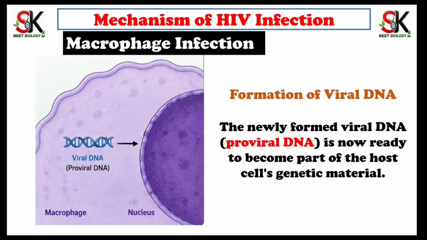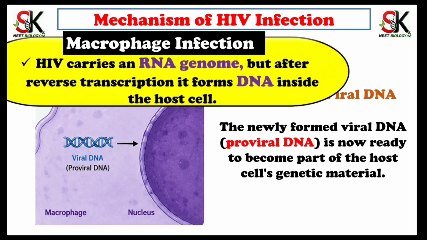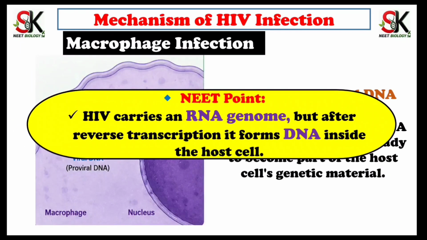Next step is formation of viral DNA. With the help of reverse transcriptase enzyme, the RNA of virus is converted into viral DNA. This newly formed viral DNA is called proviral DNA. It is now ready to become a part of the host cell's genetic material. Neat point, HIV carries an RNA genome, but after reverse transcription, it forms DNA inside the host cell.